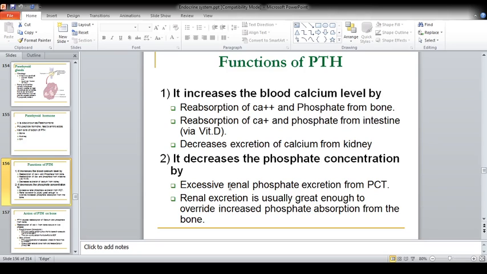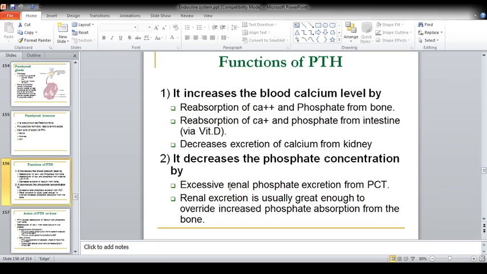Parathyroid hormone promotes reabsorption of calcium but promotes the excretion of phosphate from the proximal convoluted tubule of the kidney. We've already studied the proximal convoluted tubule in renal anatomy. Before the loop of Henle comes the proximal convoluted tubule, and parathyroid hormone would act on it and cause excessive excretion of the phosphate ion. Renal excretion is usually great enough to override increased phosphate absorption from the bone.